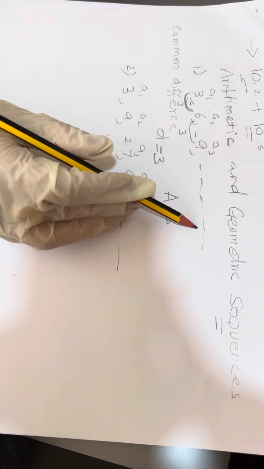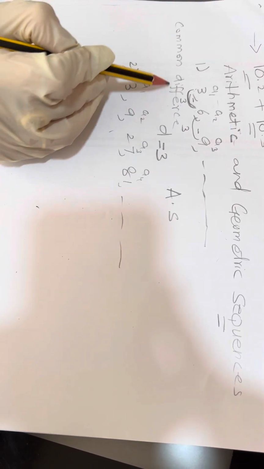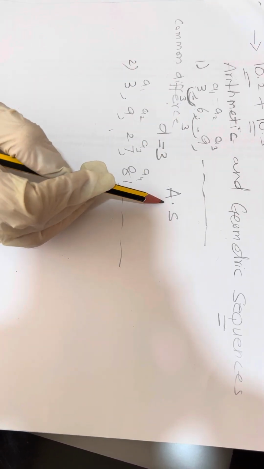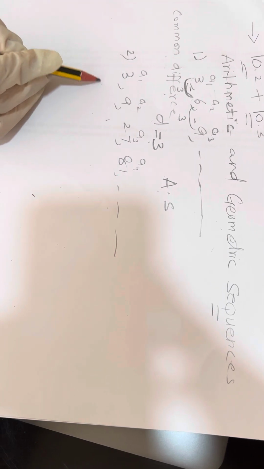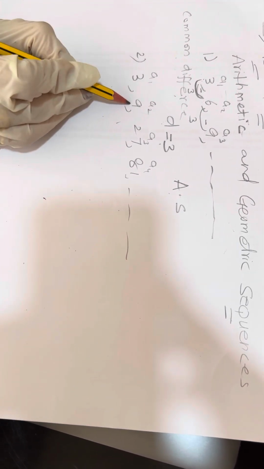So if in any sequence the common difference is the same, then that is an arithmetic sequence. Now go to the second one. In the second one, if you find the common differences, 9 minus 3 is 6, but 27 minus 9 is not 6. It means the common differences are not the same.